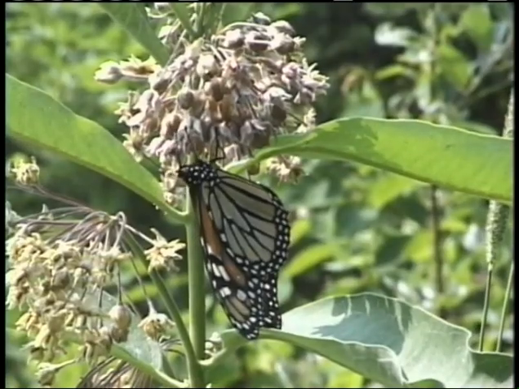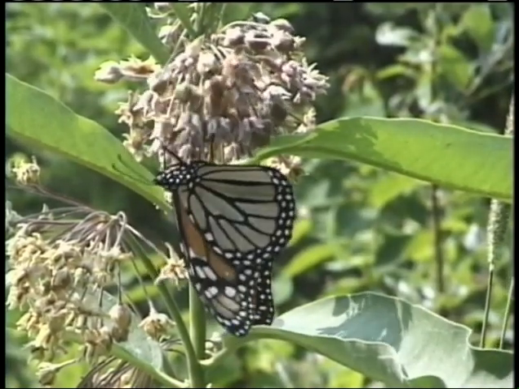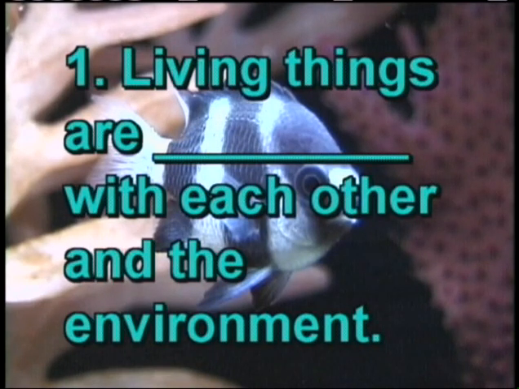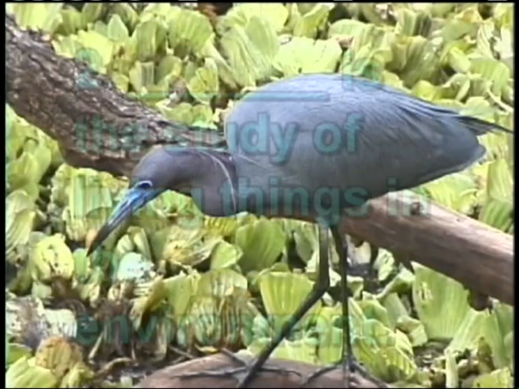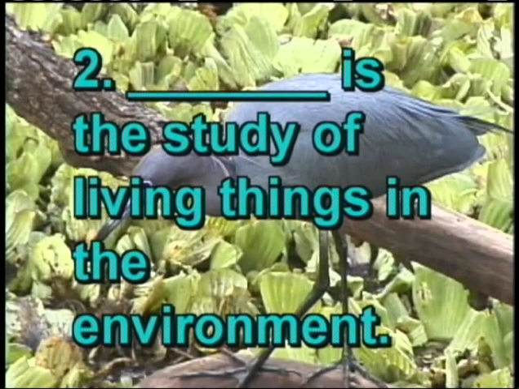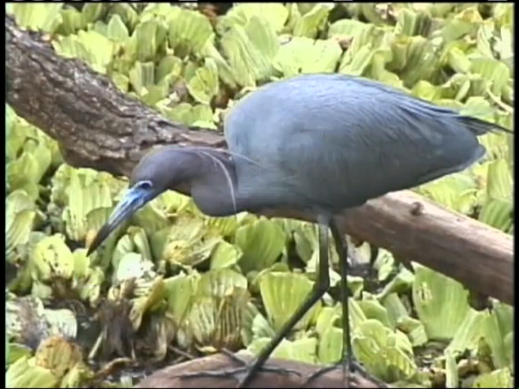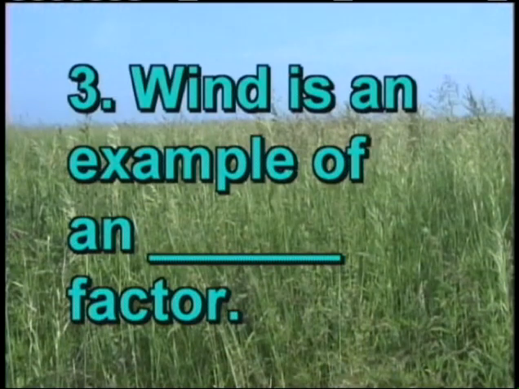Fill in the correct word to complete the sentence. Good luck, and let's get started. Number 1. Living things are with each other and the environment. Number 2. Is the study of living things in the environment. Number 3. Wind is an example of an factor.